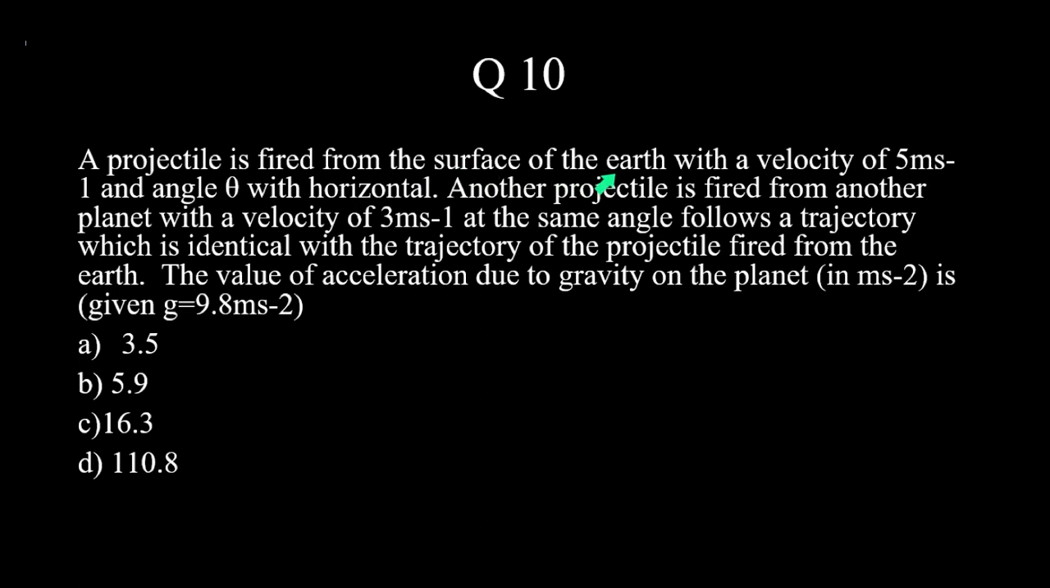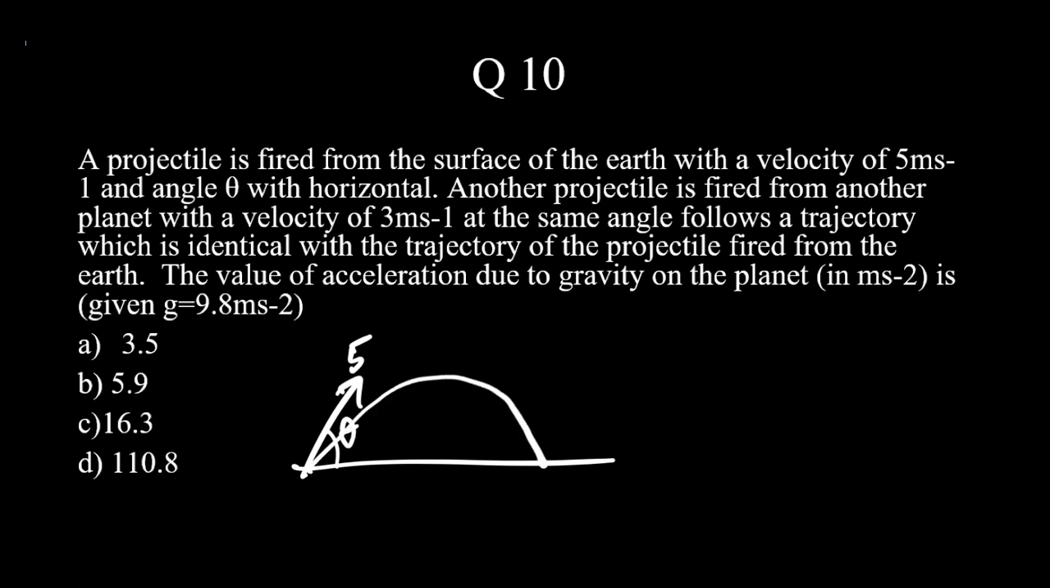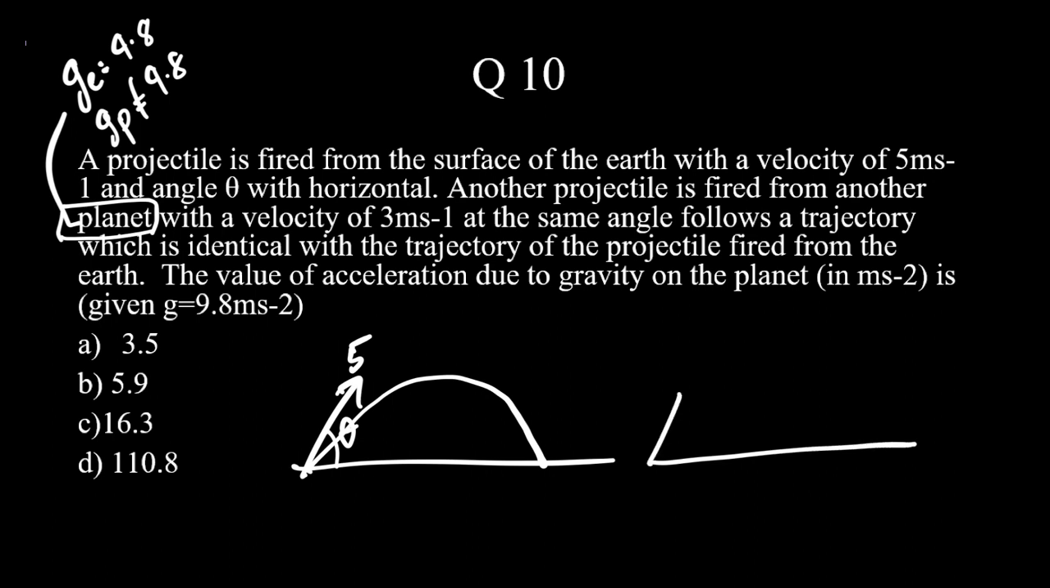A projectile is fired from the surface of the earth with a velocity of 5 meter per second at angle theta with the horizontal. So we have fired at 5 meter per second, angle theta, completing the projectile. Another projectile is fired from another planet. The moment we say another planet, what should we understand? That g of Earth is 9.8 and g of another planet may or may not be equal to the acceleration due to gravity on Earth. It is launched at 3 meter per second with the same angle theta, completing the projectile. Let us take this as g1 and this as g2.